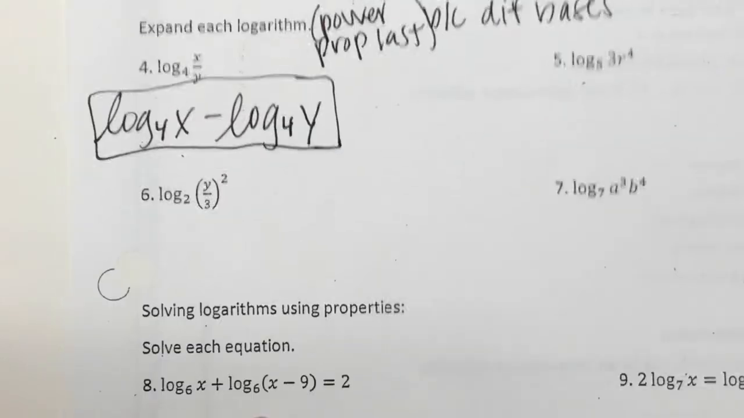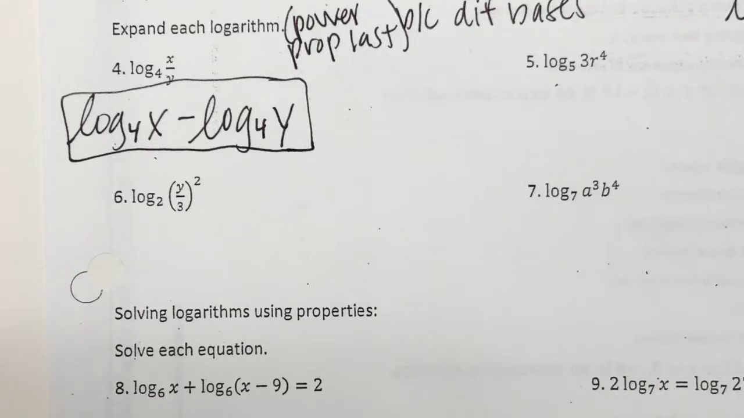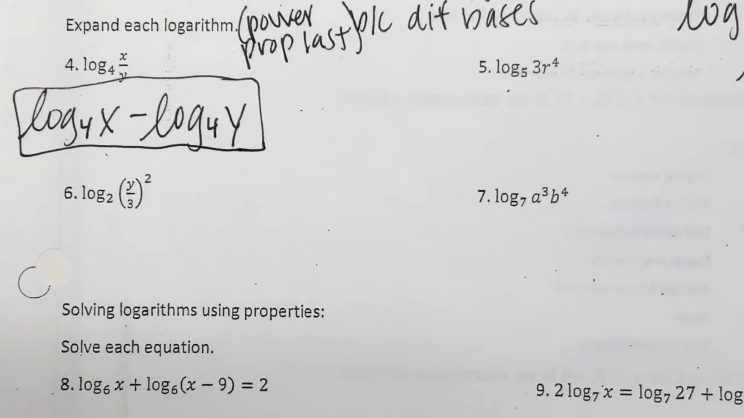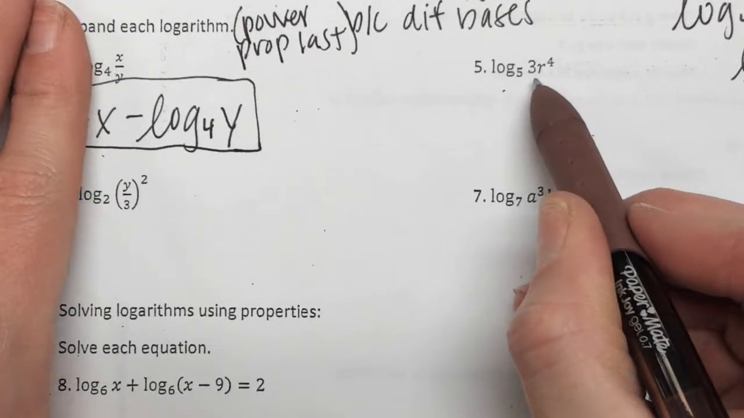Alright, let's do one more together. Any one specific one you want to do together? Just want to go in order? Okay. Amy, tell me one property you see on number 5. Product. Alright, what are we multiplying together here? Log 5 and 3 are 4. Yeah, so what are the 2 terms that make it a product property? Somebody help her out. Yes, these are the 2 things we're multiplying together.